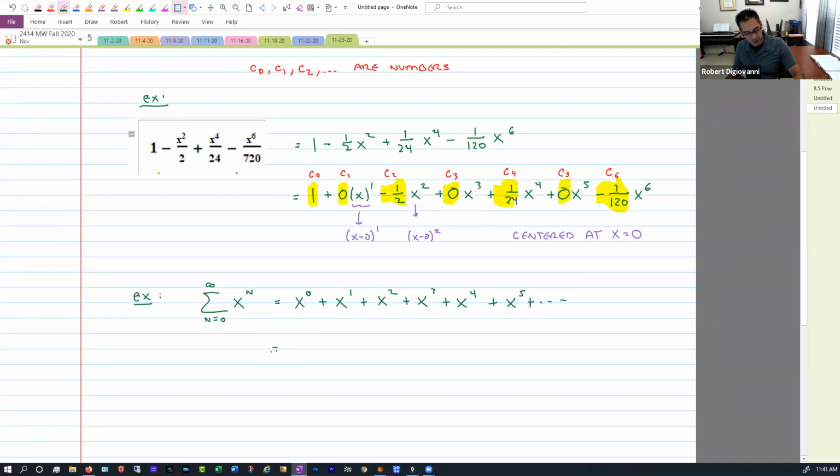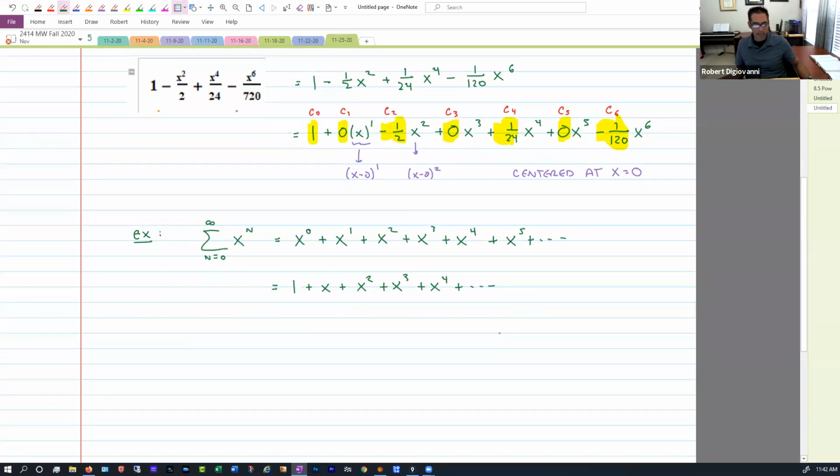Now, x to the 0 is just 1. So this is 1 plus x squared, plus x cubed, plus x to the fourth, plus dot, dot, dot. Okay, where is this power series centered? Zero. At 0, right? Because all we see is x's to the powers, just like we did here. So this power series would be centered at 0.